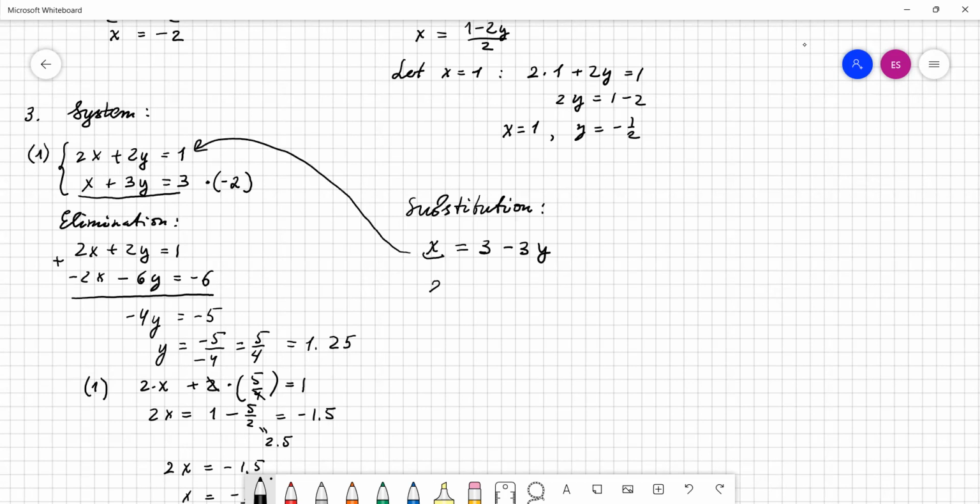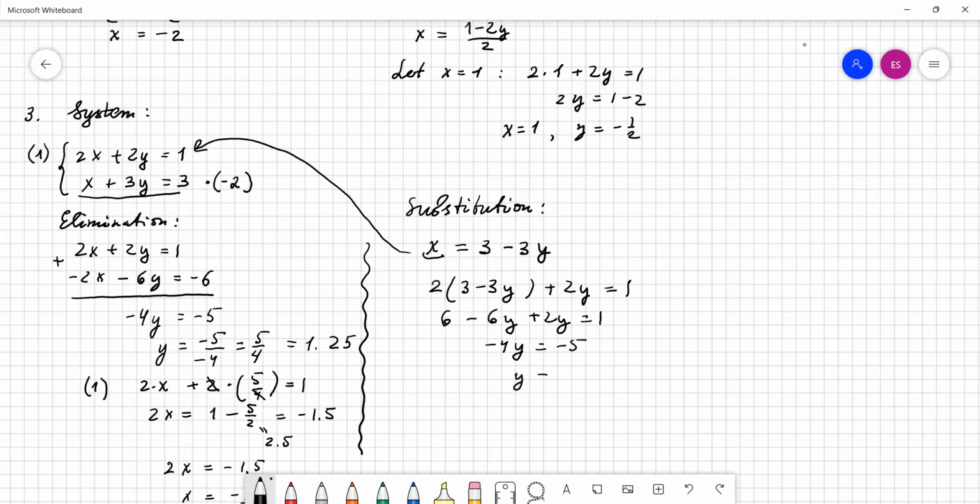And 2 times (3 minus 3y) plus 2y equals 1. Well, we kind of understand that the solution is supposed to look the same, but let's check if it's going to work. 2 by 3 is 6, minus 6y plus 2y equals 1. And we are going to have minus 4y equals what? 1 minus 6 is minus 5. And y again equals 5 over 4.